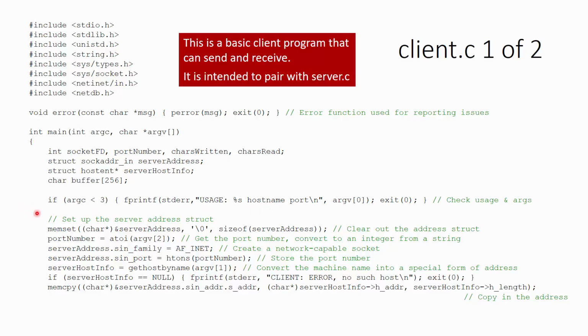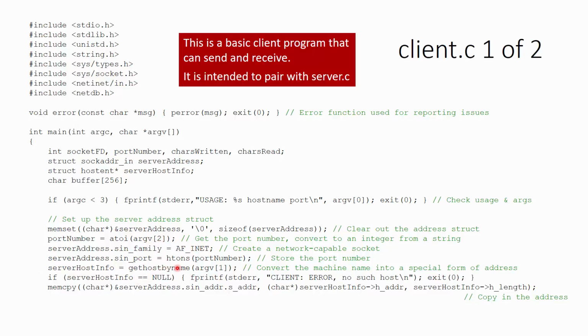Setting up the server address struct is going to be our first task. First, we'll use memset to clear out the address struct. We'll use atoi to convert the integer from the string that was given by the user, and stuff that into our port number. Then set the family to INET and set the port into our server address struct using the functions and flags that we know about.